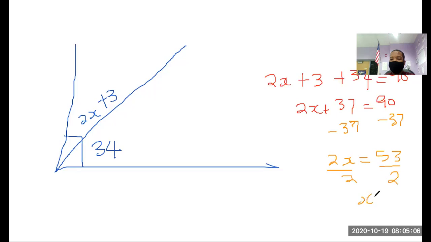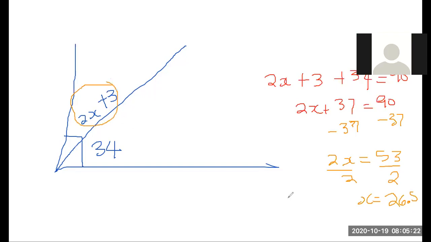So x is equal to 26.5. Now I have to take x. If I want to find what this angle is right here, I have to take x.